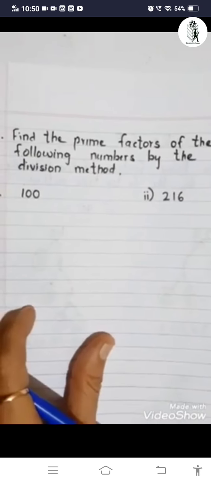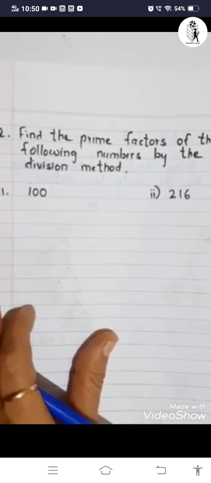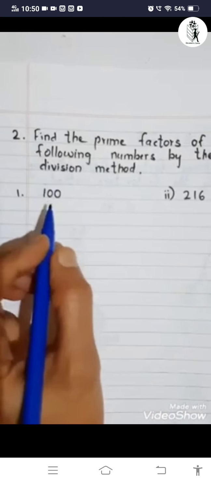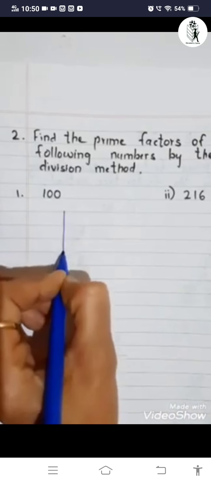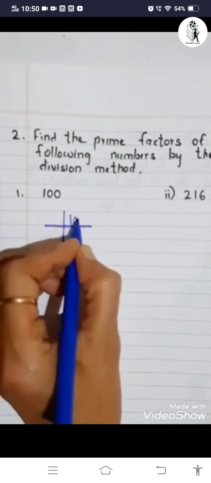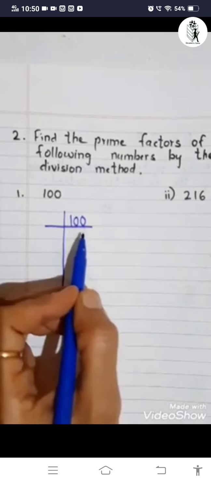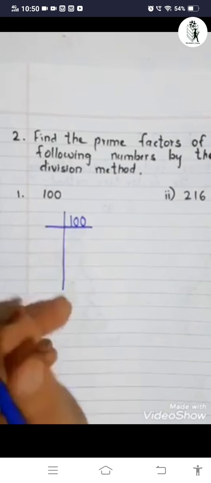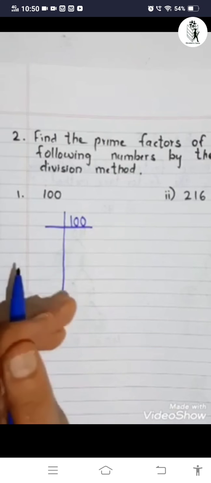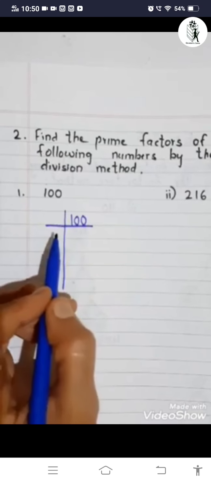Question number 2 is: find the prime factors of the following numbers by the division method. Now what is this division method? This is the division method. You all are familiar with this. Last year we had this for solving HCF and LCM. This method is very important because we are again going to solve HCF and LCM in the upcoming exercises. So you have to practice this method very well.